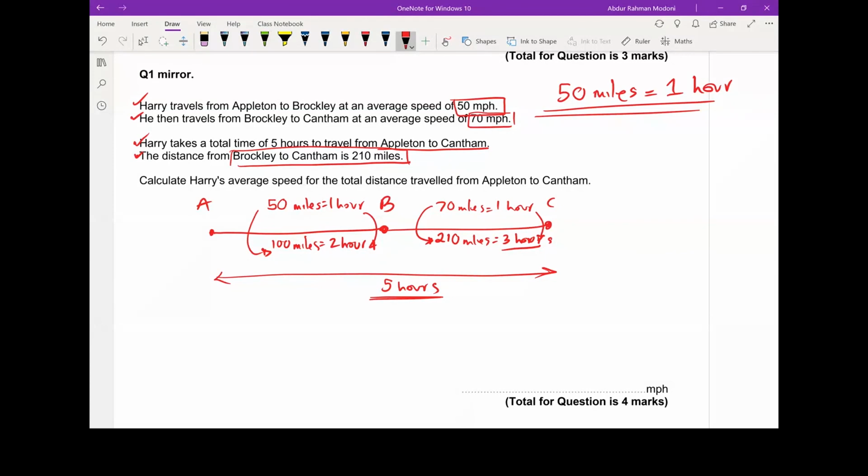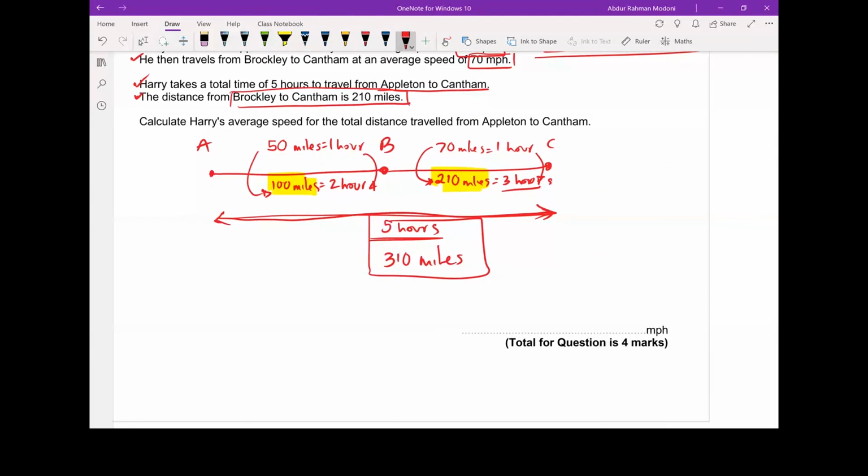Then it goes on to say, calculate Harry's average speed for the total distance. Well, the total distance is all the way from A to C. We can figure out what that is by just focusing on the distances here. So we've got 100 miles there and 210 miles. So the total distance is 310 miles. And the total time is 5 hours. So I can take these two measures, the total distance and total time, and set that up using another multiplicative reasoning. So I'll write down 310 miles is equal to 5 hours.